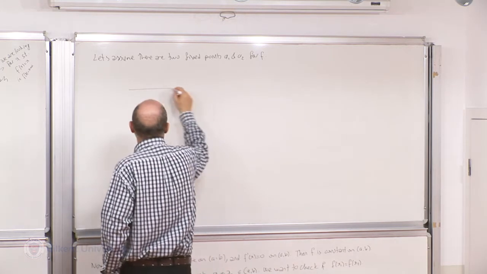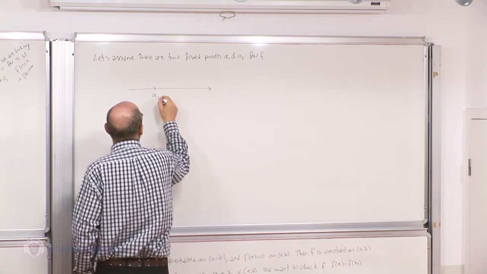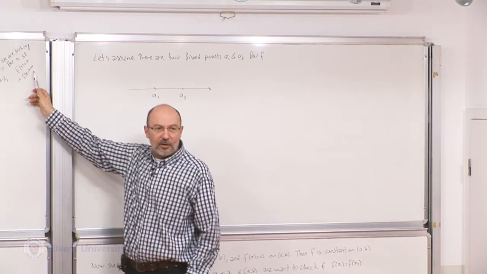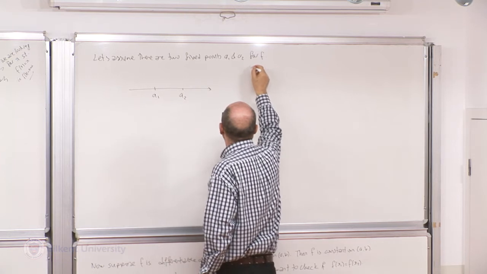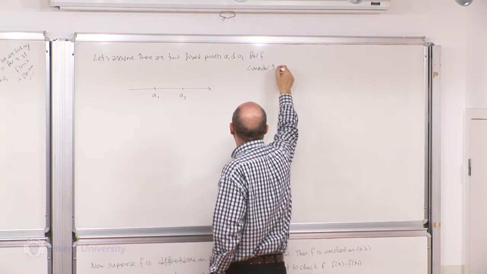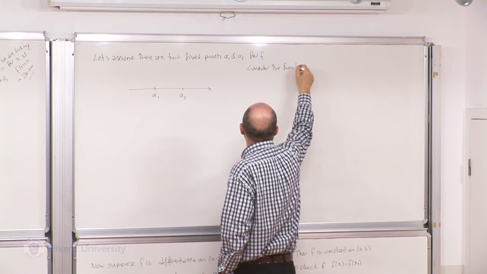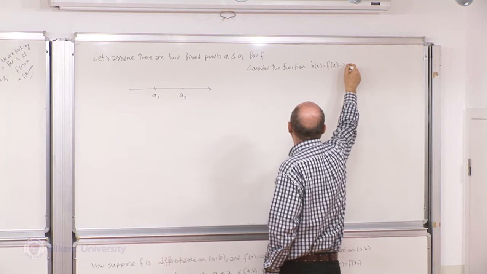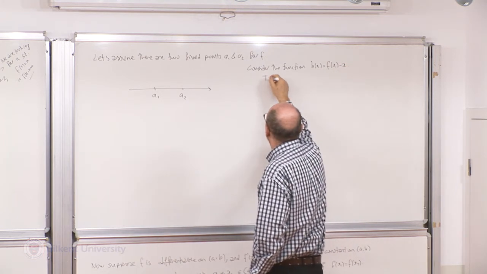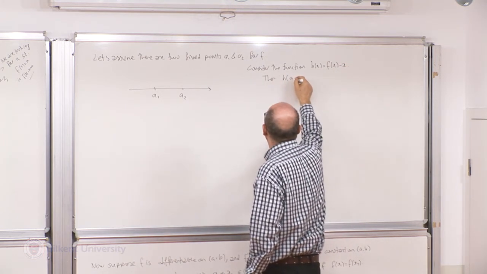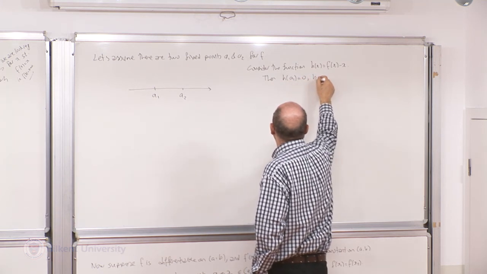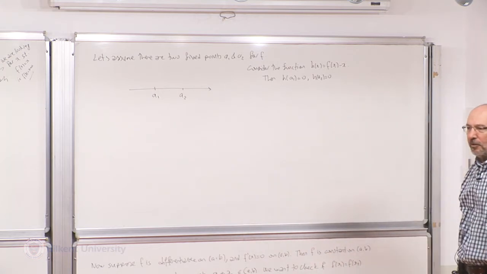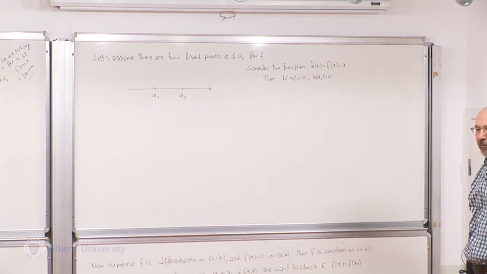Then we have this. Here we have A1. Here we have A2. Okay, then we consider the function h of x equals f of x minus x. Then h of A1 is equal to 0 and h of A2 equals 0, because these are fixed points for f.